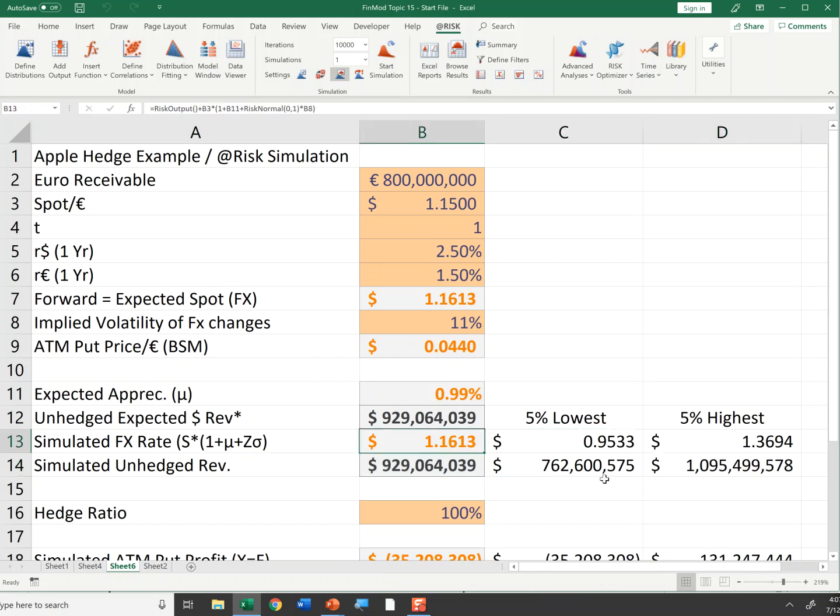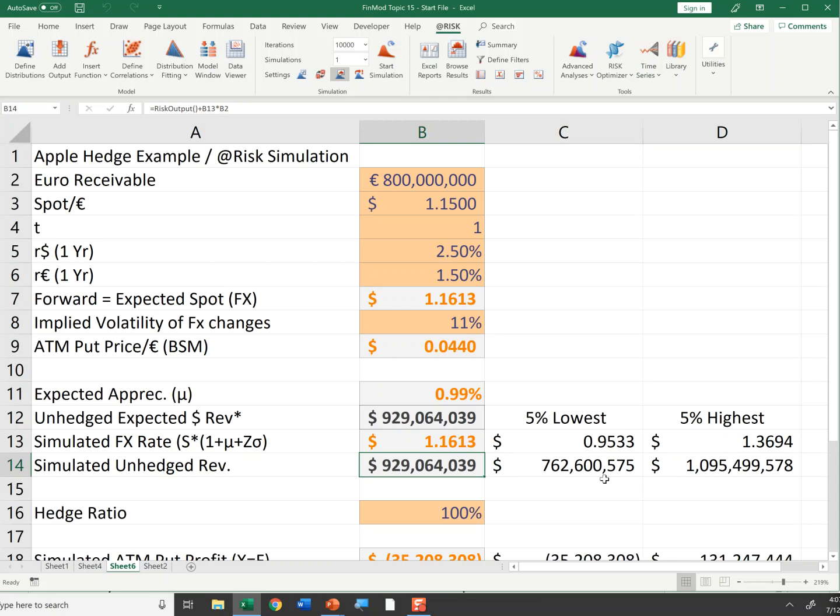Another way of thinking about that is if I made this an output and look at the 90% low or 5% lowest and highest exchange rate, I'm 90% confident the exchange rate based on this model is going to be between 95 cents and $1.37. That's what drives this 762 and $1,001,000.